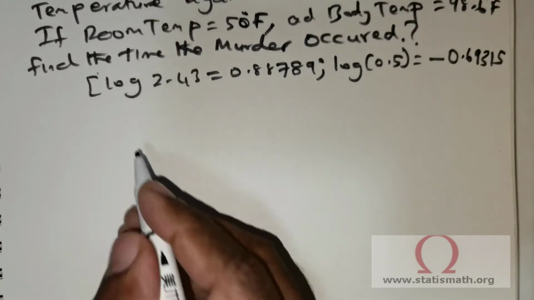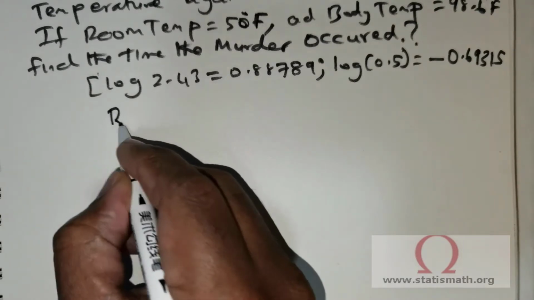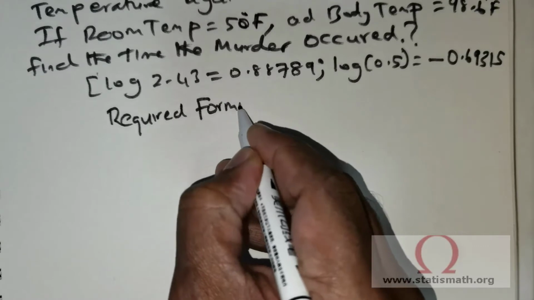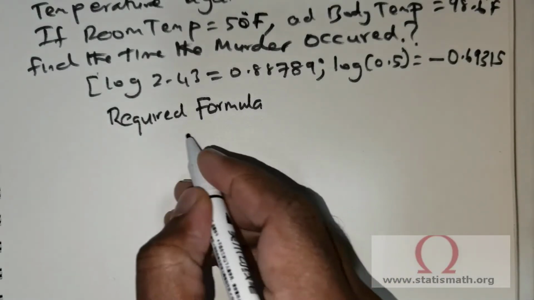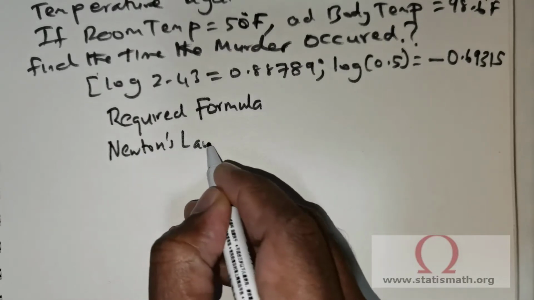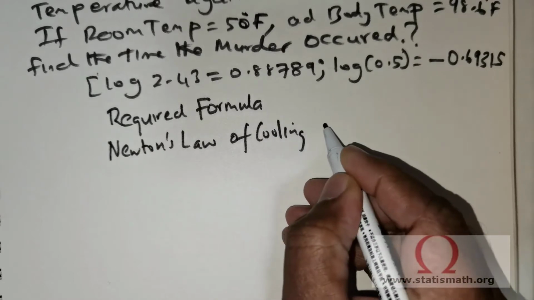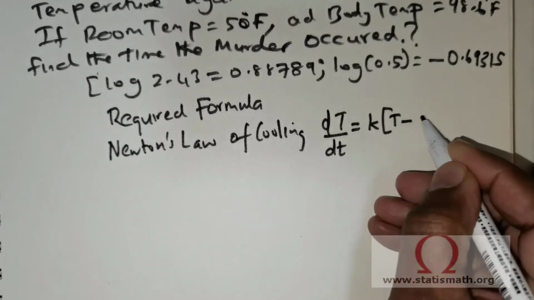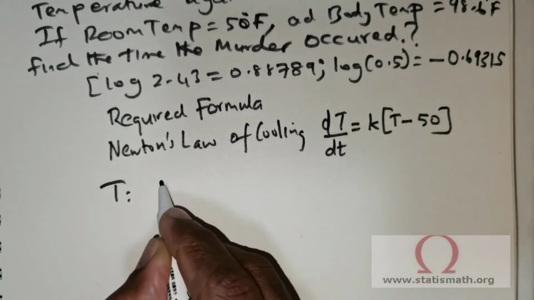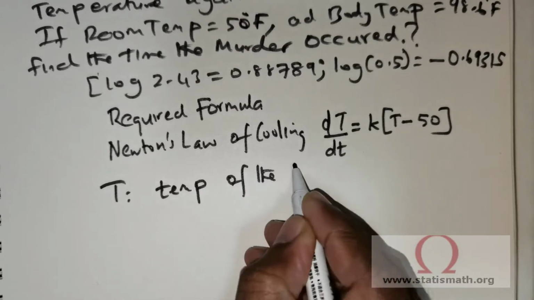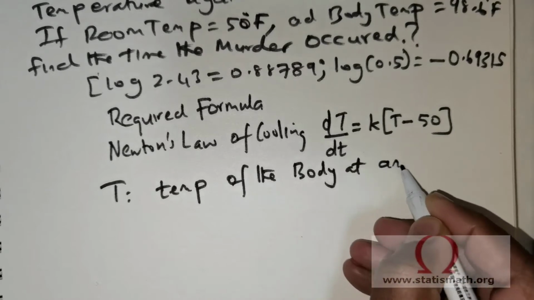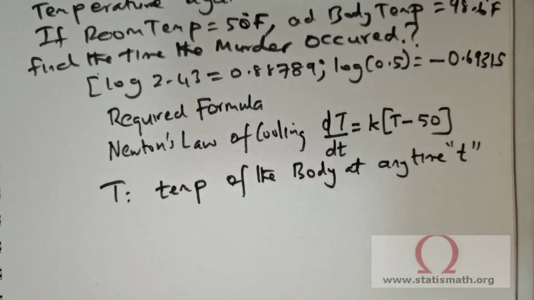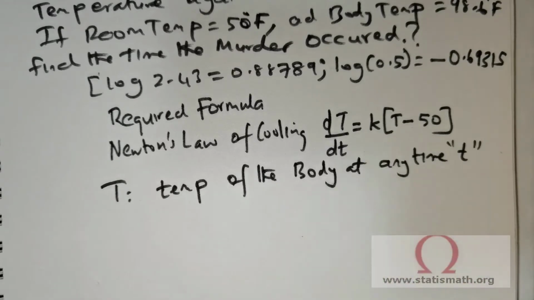Now, foremost, we would have to obtain the required formula. So you can write that down. Required formula: we will be using Newton's law of cooling. According to this formula, we have dT divided by dt is equal to K times (T negative 50), where T is the temperature of the body at any time small t. So that is very vital, and K is the constant.